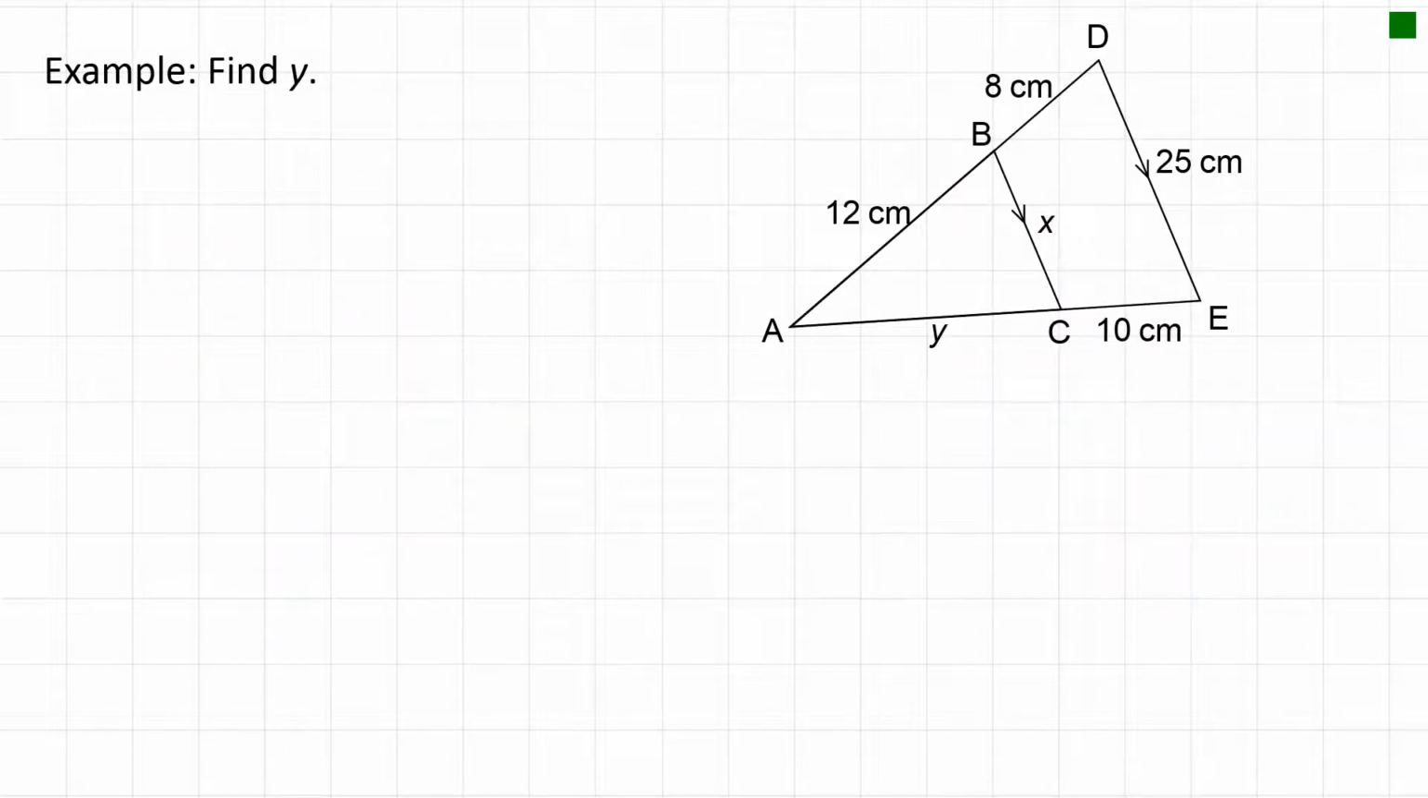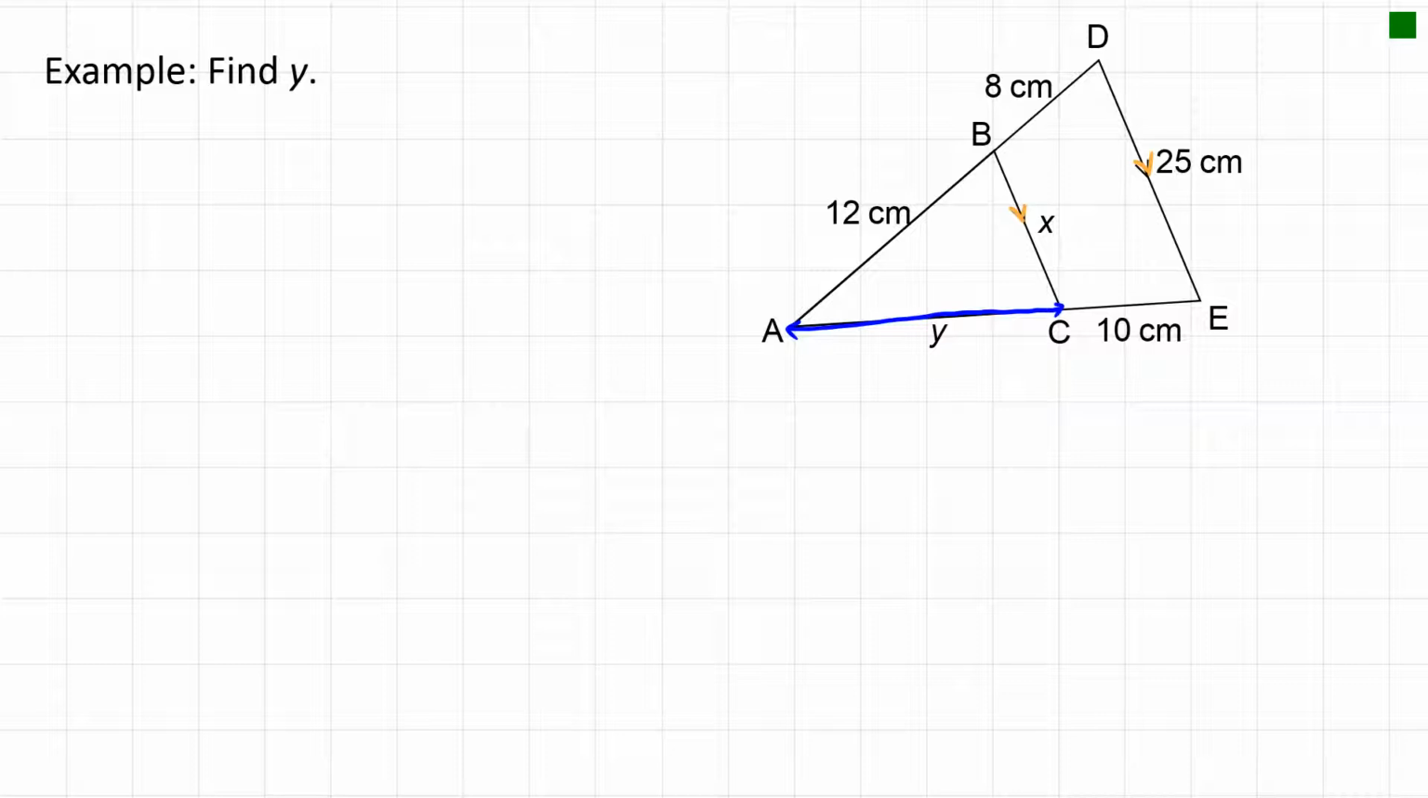In this last example, I want to show you one where the solving is going to get a little bit harder than what we've seen so far. In this example, we want to find the side length y in this triangle. So y goes from A to C, and then we know the distance past C to E is 10 centimeters, and we have these other lengths in the triangle. What's really important in this picture is to note these arrows on sides BC and DE. These arrows tell us that those two sides are parallel to each other.